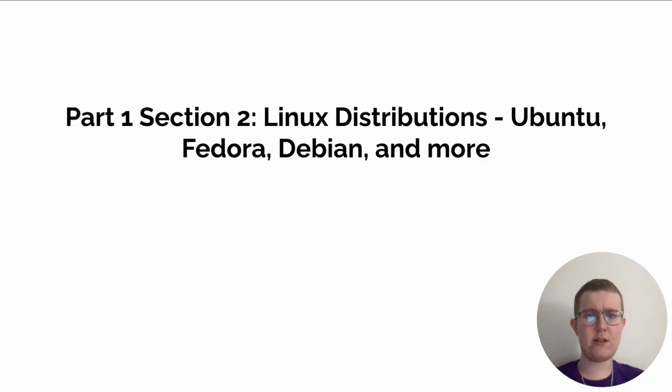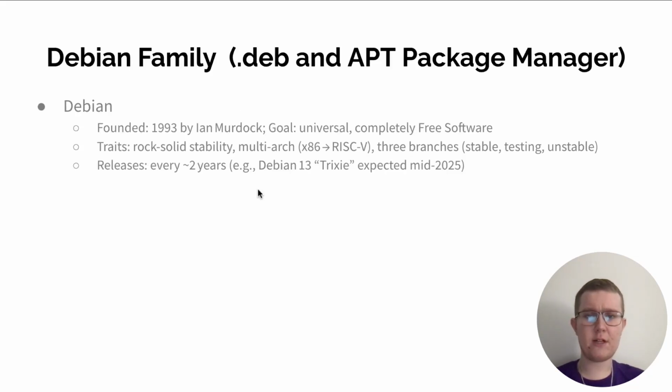So in this section, I'm going to be talking about distributions. The first family is called the Debian family, which is the .deb or apt package manager. Debian was founded in 1993 by a guy named Ian Murdock, and his goal was just to be universal and completely free software. It's very stable, multi-architecture, and there are several different branches, which are called stable, testing, and unstable. It releases every 2 years, and the next one, Debian 13, called Trixie, is expected very soon in mid-2025.